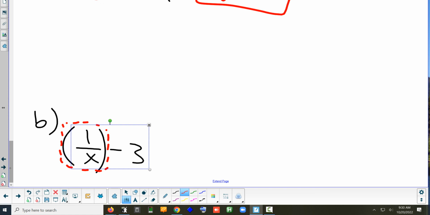Gets smaller. And what does it get close to? Zero. Gets very close to zero. If you take something that's close to zero and subtract 3 from it, what do you basically get? -3. So how would you write the horizontal asymptote? Y equals -3.